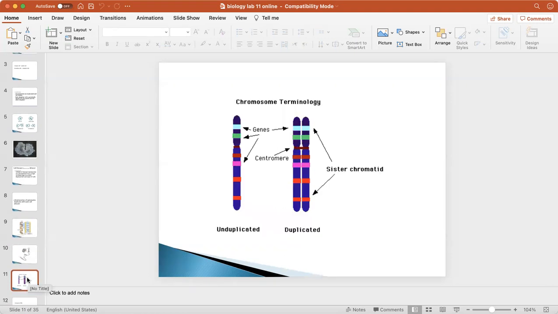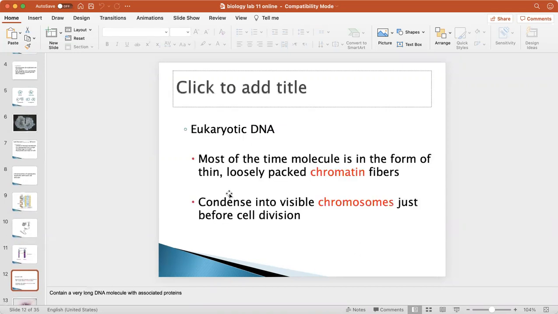Here's a look at some more chromosome terminology. This is an unduplicated chromatid and then a duplicated chromatid, and we have sister chromatids together to make up one chromosome. The centromere is the center part that holds the two sister chromatids together. And then the genes, you can see the bands of different colors. A gene is just a section of DNA within a chromosome, and you can see they're colored differently there. Each gene can be a different section of DNA on the chromosome.